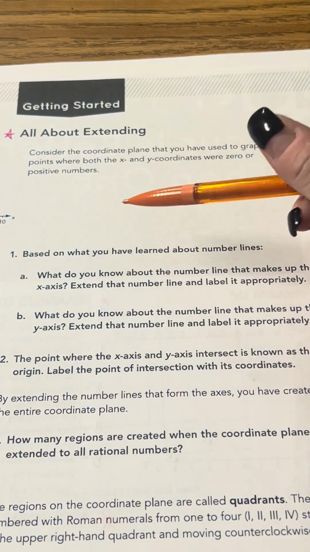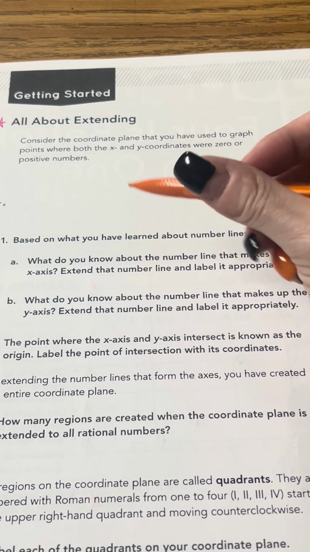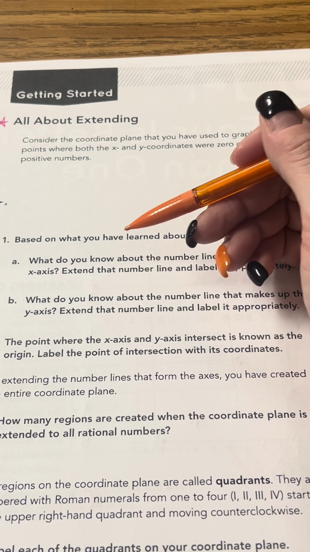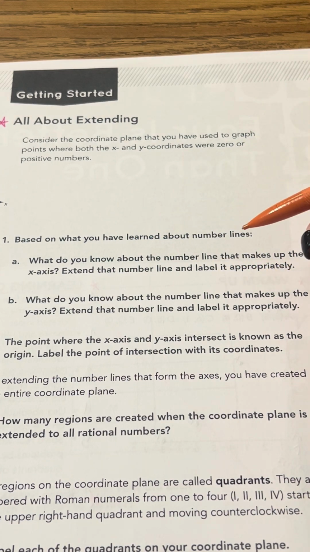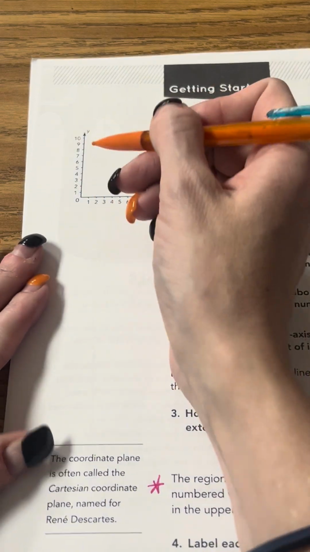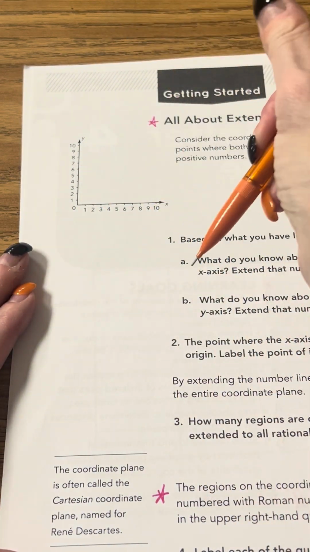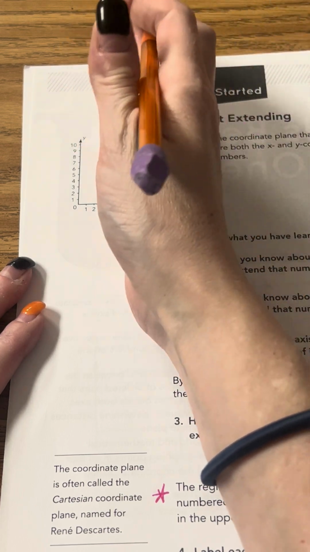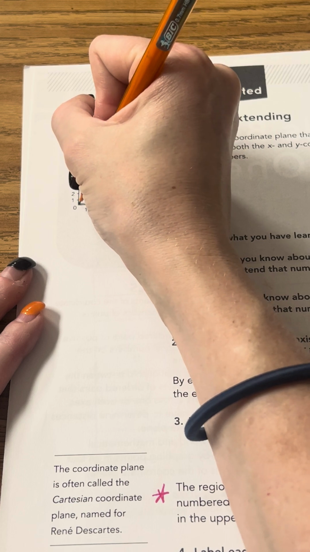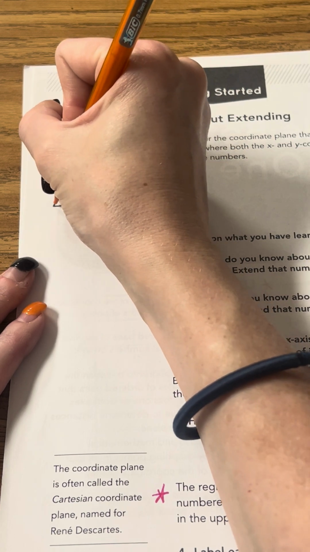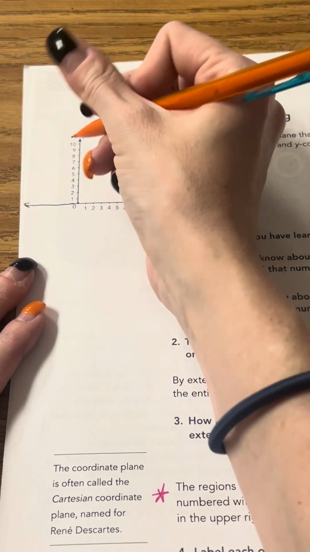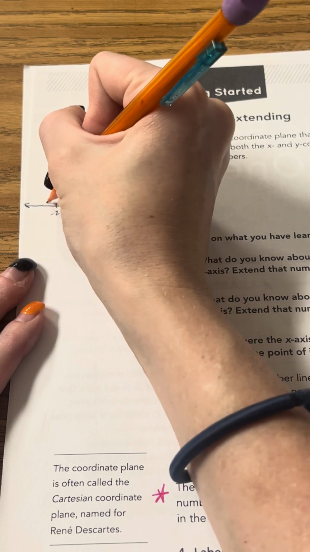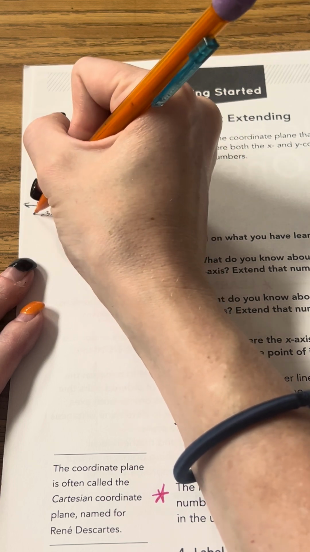Number 1, based on what you have learned about number lines, 1a, what do you know about the number line that makes up the x-axis? Extend that number line and label it properly. So what they want you to do is they want you to go over here. And what we just learned is that our number lines are positive on the right and then negative on the left. So that's what they want you to do. They want you to extend it as much as you can and then try to label this, because we know our negatives are over here.